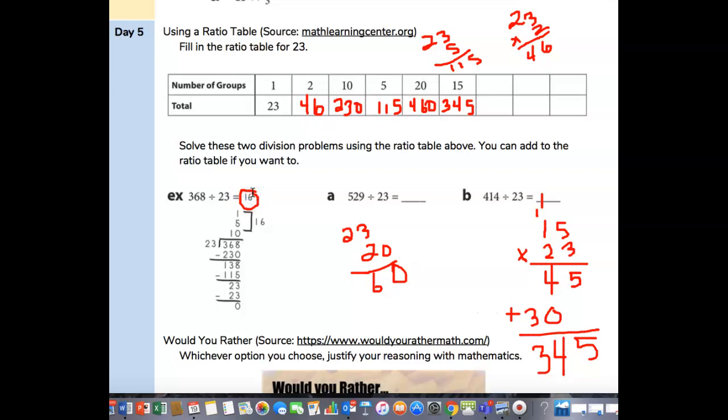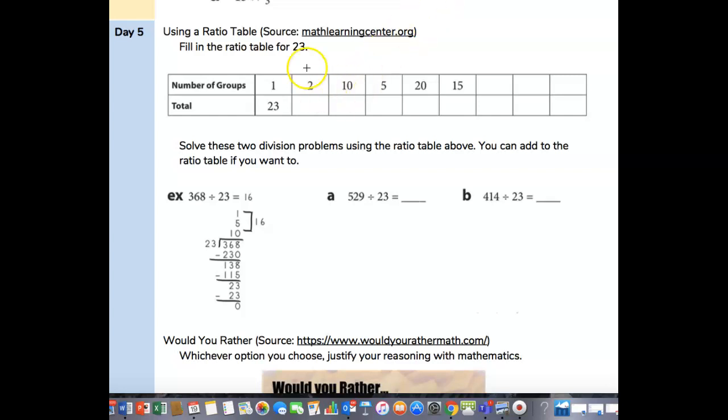Okay? All right, so I'm going to erase this and then put these numbers back so we can do the rest of the work. So let me go here and put this back in as 46. This back in as 230.